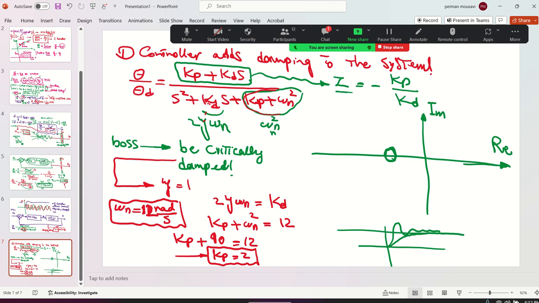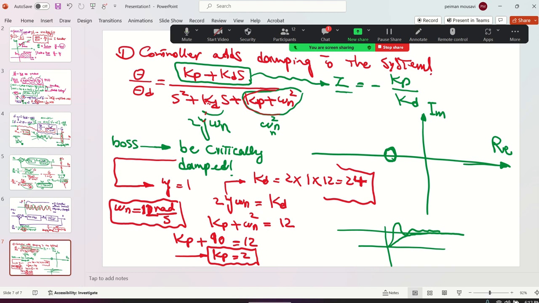You got it? Yes? And now from here you get KD. KD is 2 multiplied by 1 multiplied by the natural frequency 12, which is 24. Bingo. Just now you designed a PD controller with me.